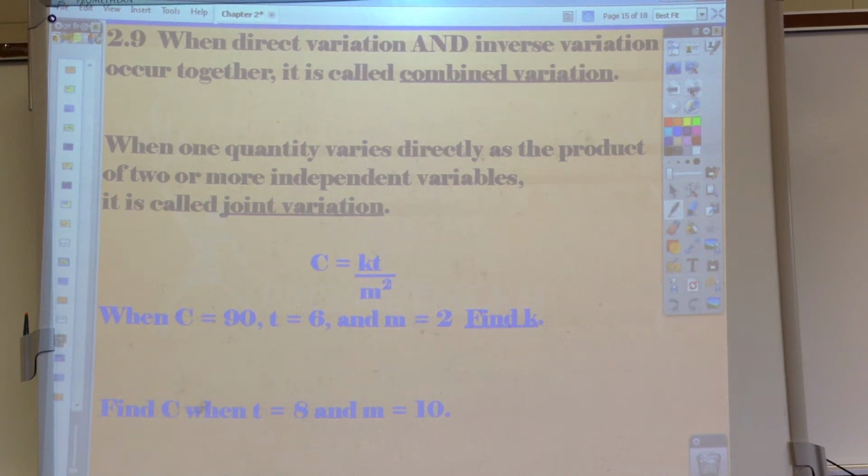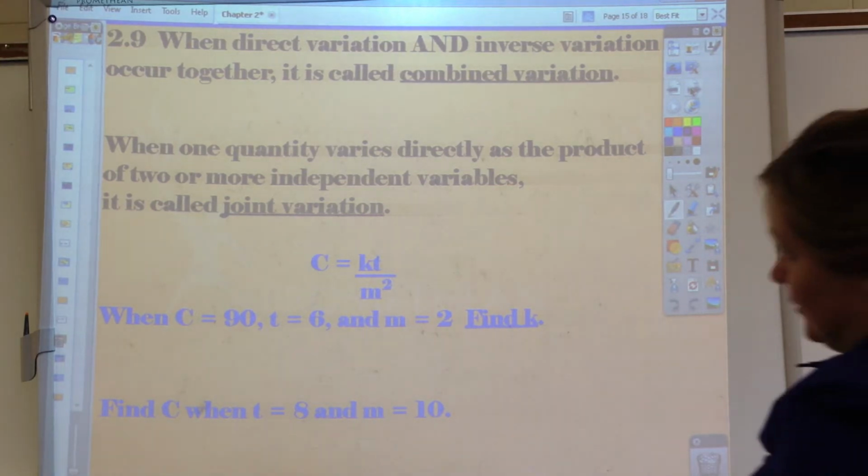This is section 2.9, and here we're going to study combined variation and joint variation. Combined variation occurs when both direct and inverse variation occur together. Joint variation happens when we have two or more direct variations happening together. So for an example of combined variation, let's do that first. Combined variation has both direct and inverse, and a good example is right here.